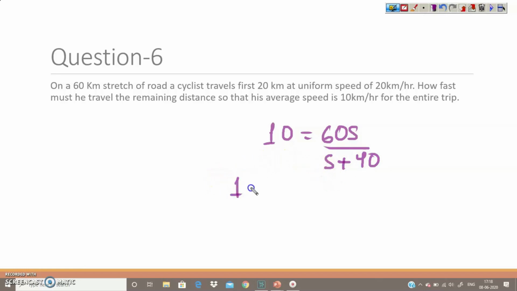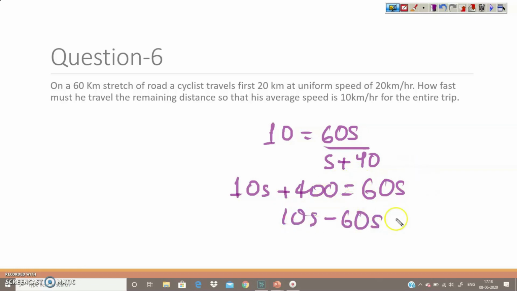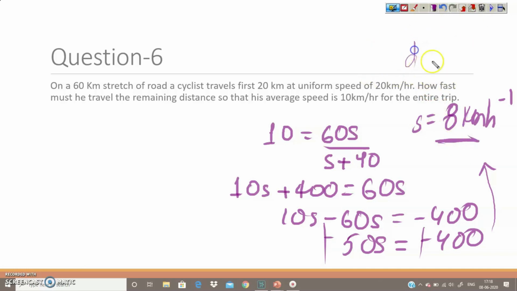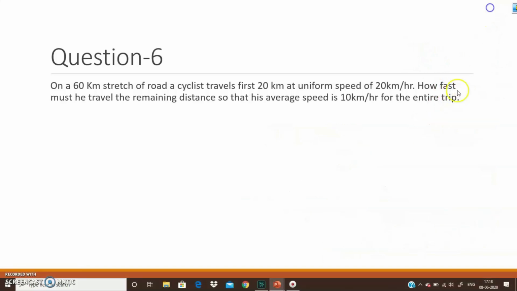If we cross multiply, we will get 10s plus 400, which is 60s. Now 10s, we will move s to the left side, and the number to the right side. It will be minus 50s is minus 400. So can I put it like this? Yes. s is 8. When you divide minus 400 by minus 50, the minus will cancel. It is 8 kilometers per hour. So the speed you find for the second distance is 8 kilometers per hour.